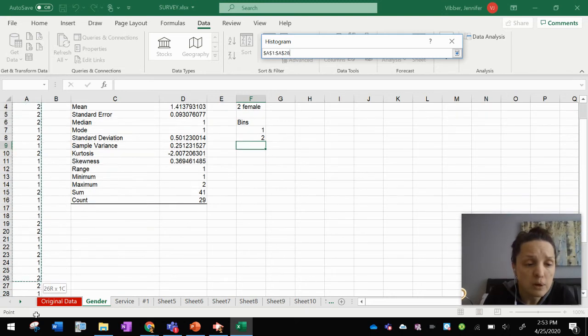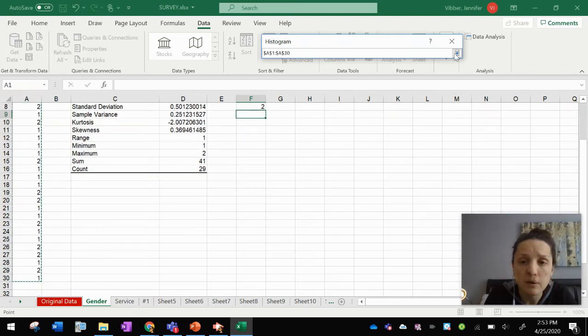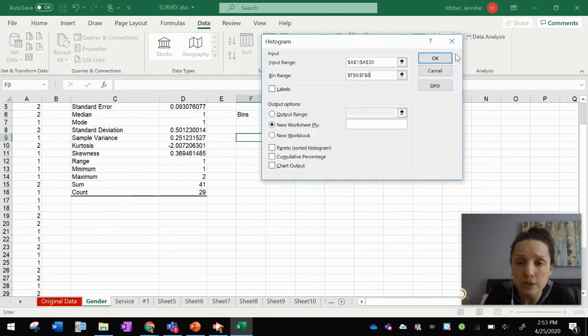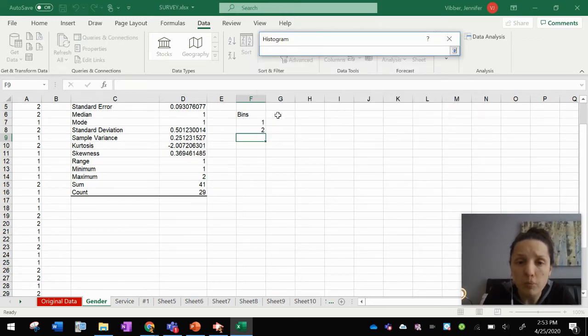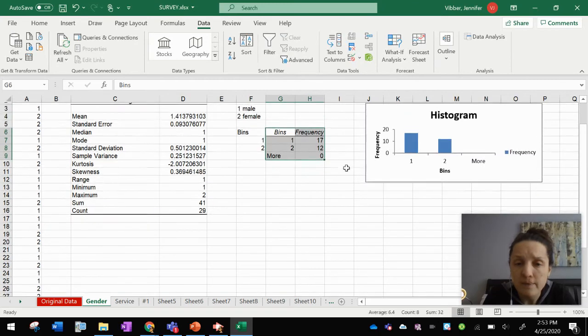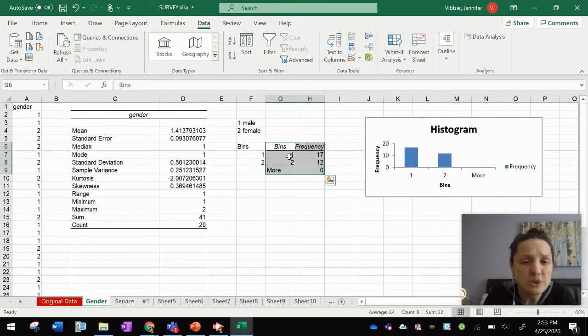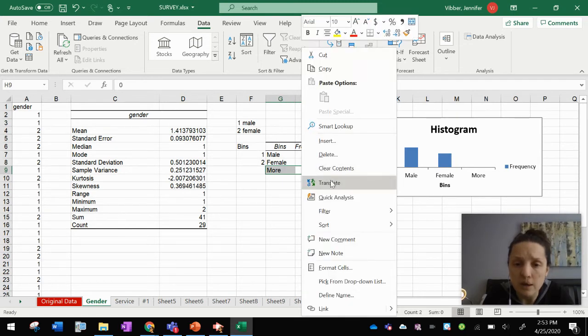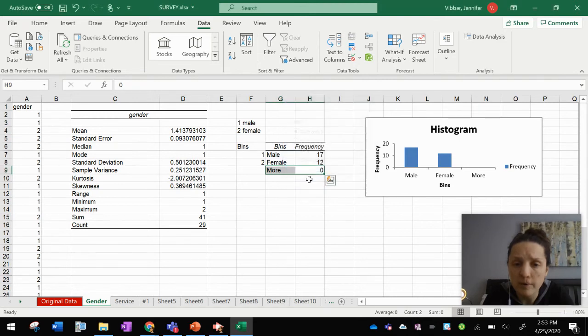My input is the gender data. My bin range is the bin range. I do have labels, and I am going to output it right next to the bins. And I want a chart, and then I hit OK. And there's my histogram. 1 and 2, though, not so descriptive, so I'm going to type over that. Type male and female. And then delete more.